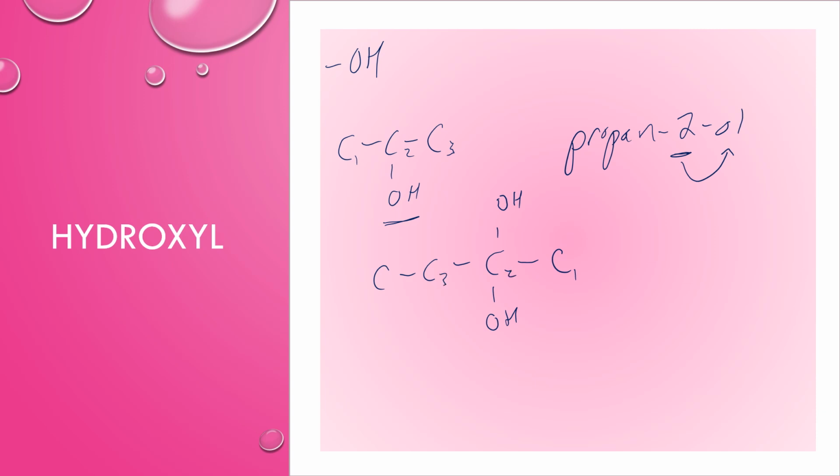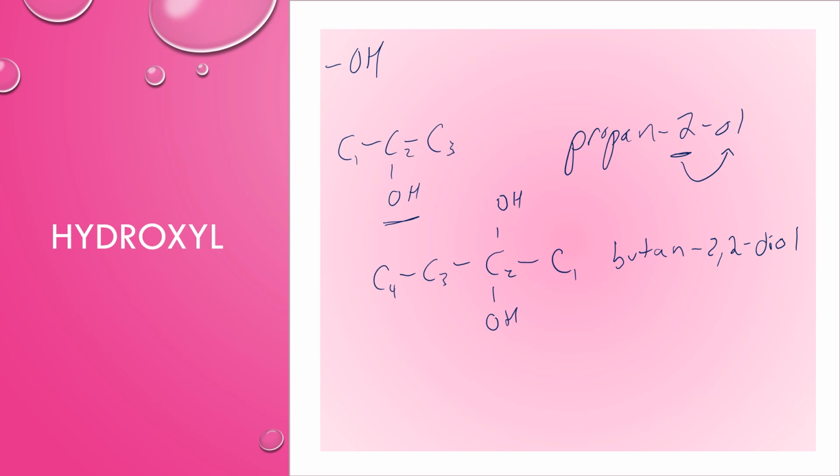So it would be this end. So this one would be bute, because there's 4 carbons. So bute. And because they're single bonds, 2,2-diol. Butane 2,2-diol.